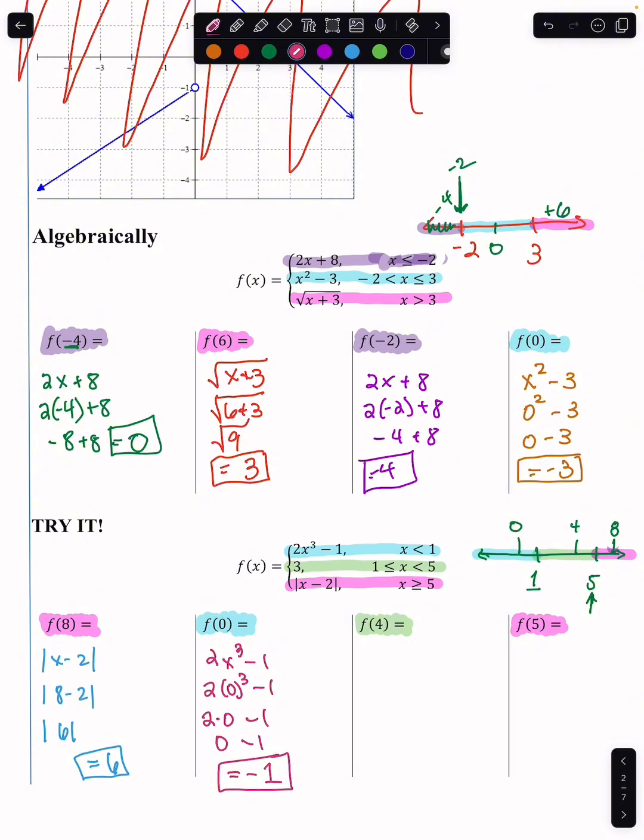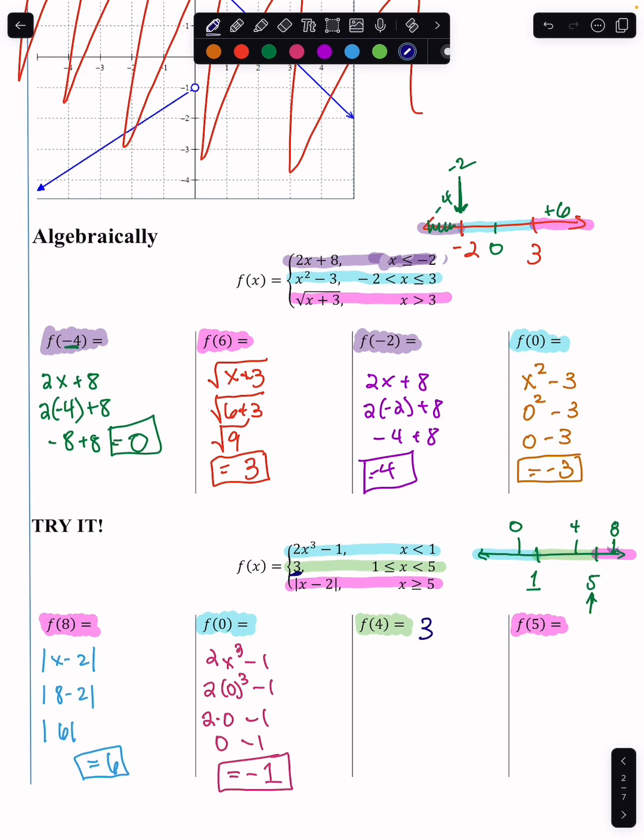Now, I like these because if you look at the green one, when there's just a number sitting there, that means no matter what number you plug in that's in between the 1 and the 5, your answer is going to be 3. So F of 4 is 3. There's literally no work to be done. There's no equation to solve. It literally gave you your answer already. Okay? And then 5, we got to plug that 5 in.